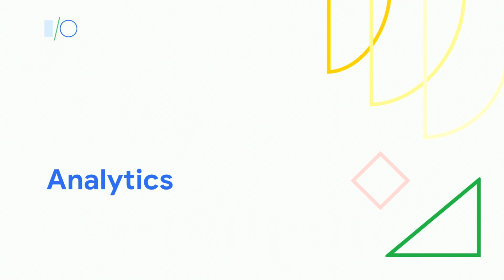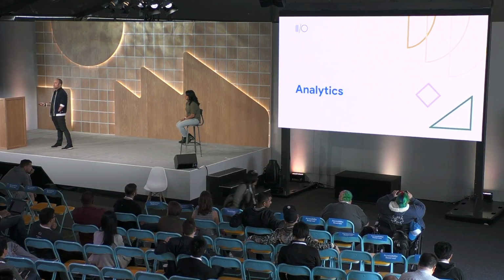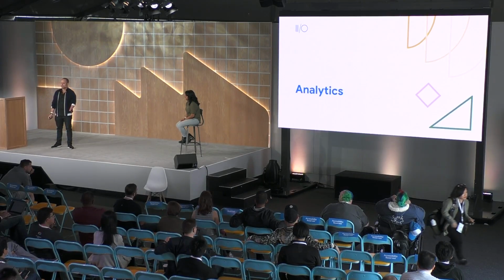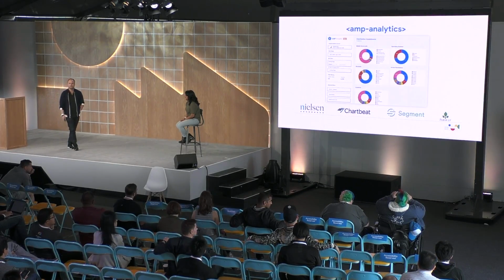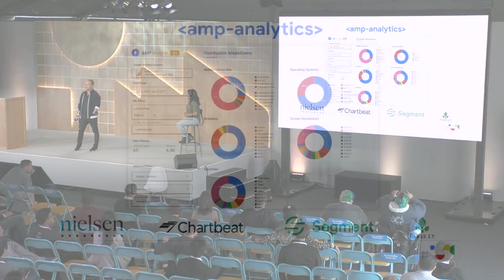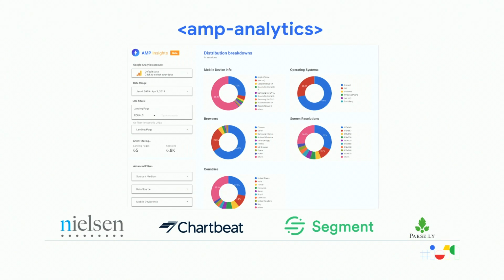Now, in order to understand how AMP pages are working for you, you need to be able to measure performance. So let's talk about what's going on with AMP and analytics. We've been working closely with the analytics community since the AMP project launched, and today there are over 70 vendors that take advantage of AMP analytics' way of measurement. This includes companies like Chartbeat, Nielsen, Segment, Parsley, and many more.